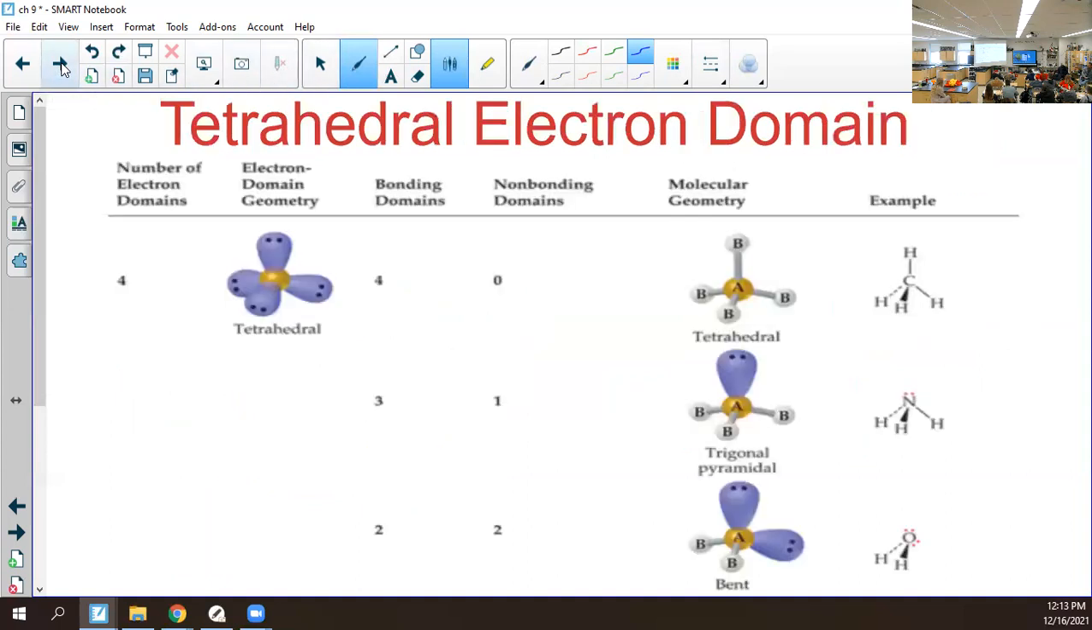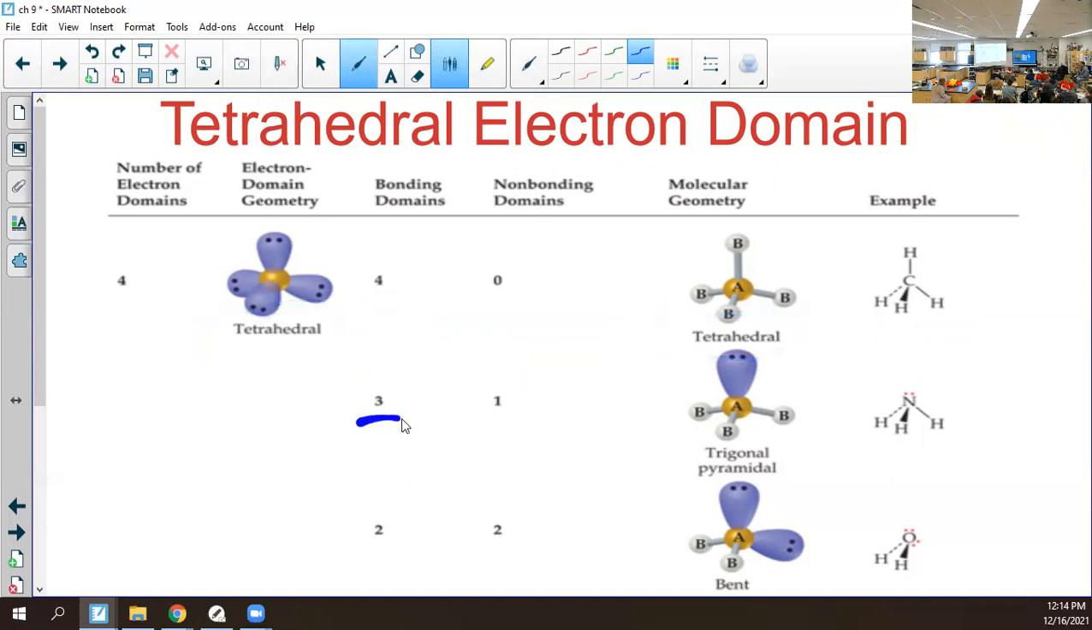Okay, now what does that have to do with what we're talking about? We'll wrap it all up. Well, it kind of does. Okay, back to our chart. You ready? So now we have 4 electron domains. If they are all bonding, then tetrahedral electron domain geometry and tetrahedral molecular geometry. If there's no non-bonding, the ED and the MG are always the same.